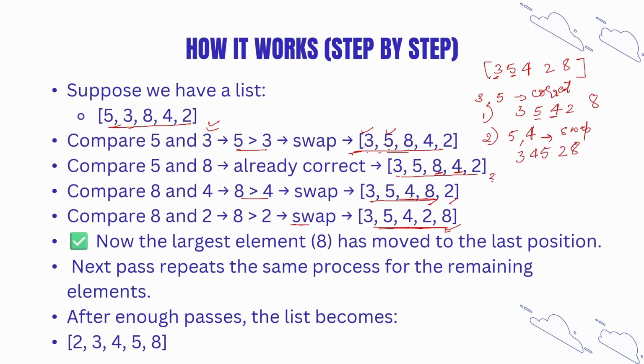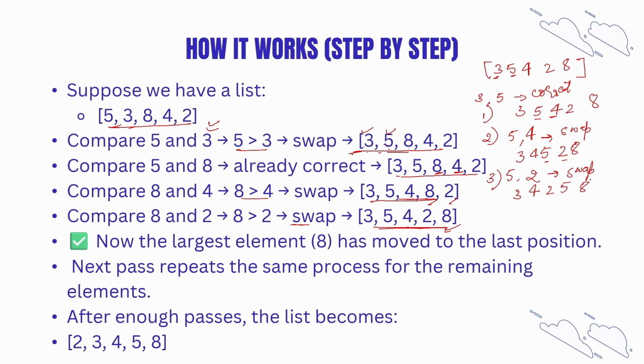Next, again, we will compare 5 and 2. Since they are not at the correct position, we'll swap again. Our list becomes 3, 4, 2, 5, 8. Now these two elements are at the correct position, so we'll stop here. After this second cycle, this is our list, 3, 4, 2, 5, 8.